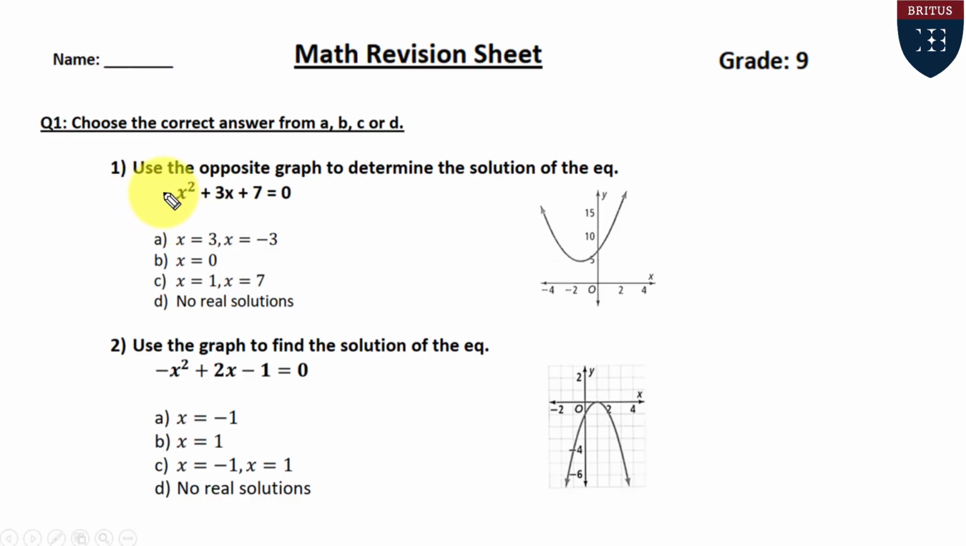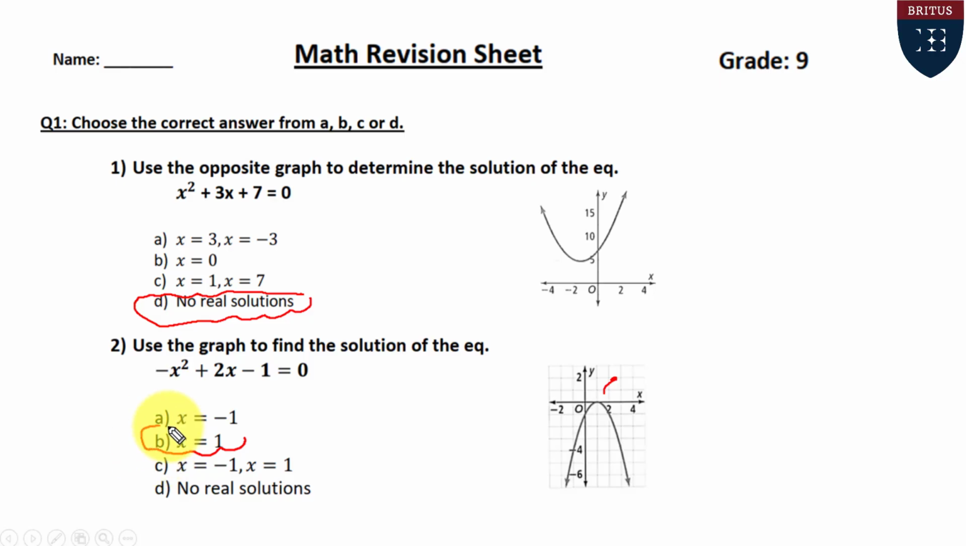Number 1, use the opposite graph to determine the solution of the equation. The parabola doesn't cut the x-axis at any point, so we can say no real solutions. Use the graph to find the solution of the equation. The graph cuts the x-axis at one point, so we have one real solution. Just find the x-intercept. The x-intercept equals 1.